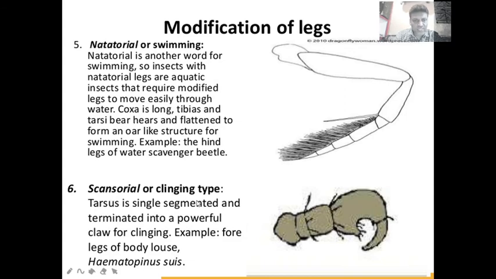Then a scansorial type of insect means clinging type. You can see they have a clinging type of structure. They have a claw and a space to catch the host. They can climb to higher elevation, and they have a powerful claw for clinging. For example, the body louse, Haematopinus suis. They can climb. A scorpion can also climb.